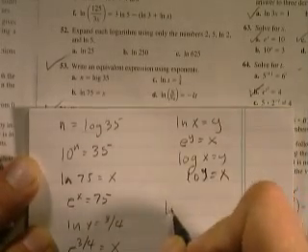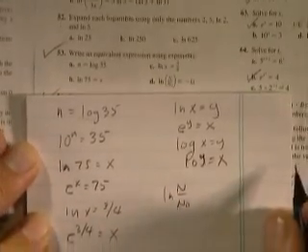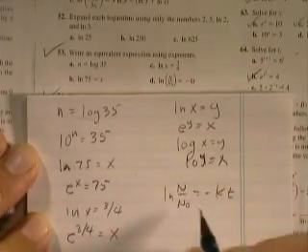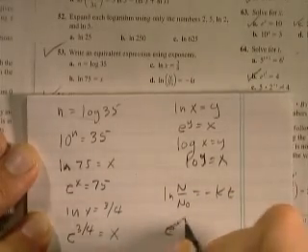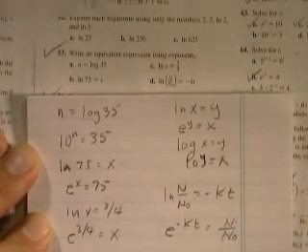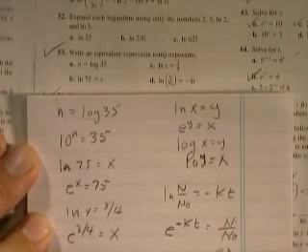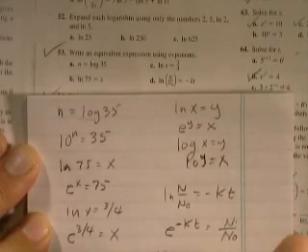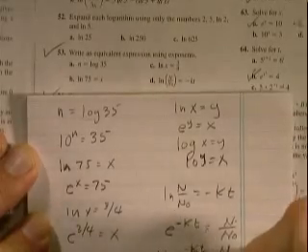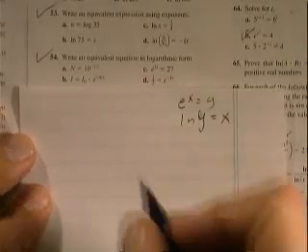And how about the last one? The natural log of n over n sub 0 is equal to minus kt. Flop them around, you get e to the minus kt is equal to n over n sub 0, which is exactly the expression, for example, for exponential decay. If I write it like this, that's the exponential decay equation where k is positive. Okay? All right. More of the same.